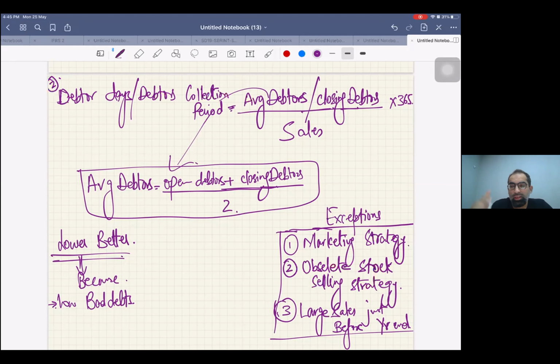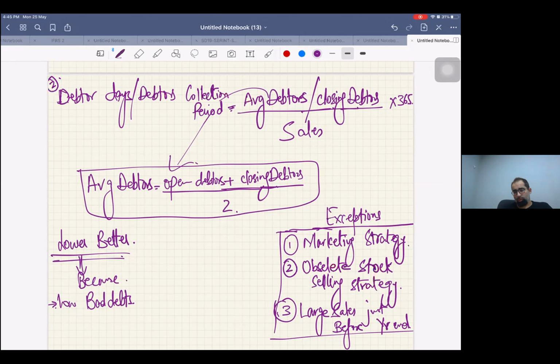Now, one more issue. In some books it is written that we use credit sales. Technically, credit sales are used, but in the latest questions, 99% of the time, the examiner doesn't give separate credit sales. So we simply pick up the sales number from the question. Times 365 means if you want the answer in days, multiply by 365. If you want the answer in weeks, multiply by 52, and so on.